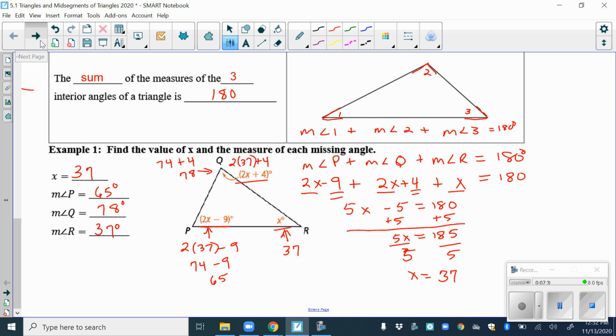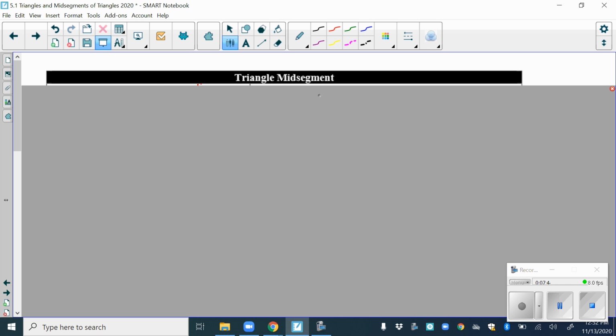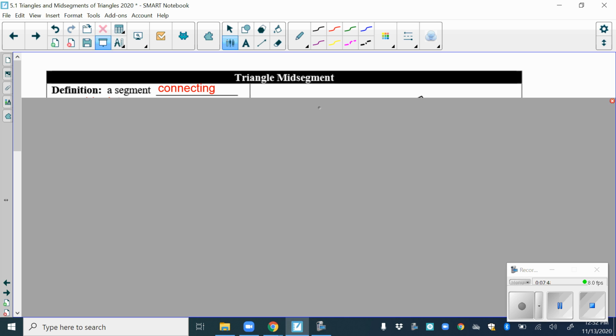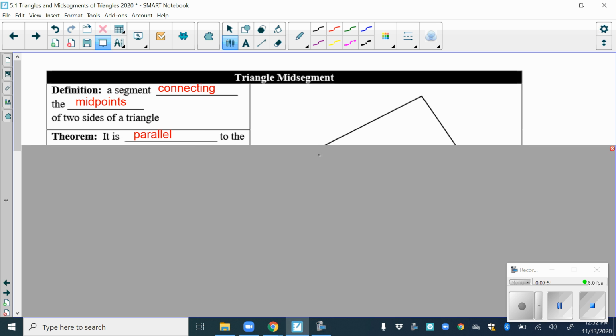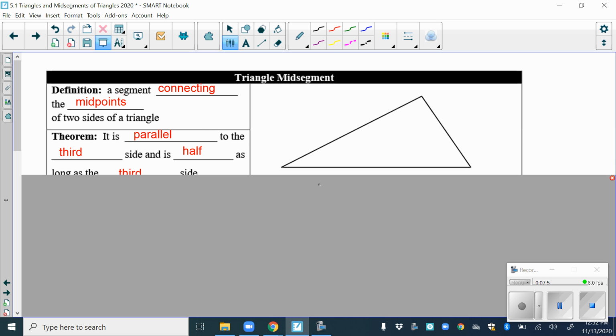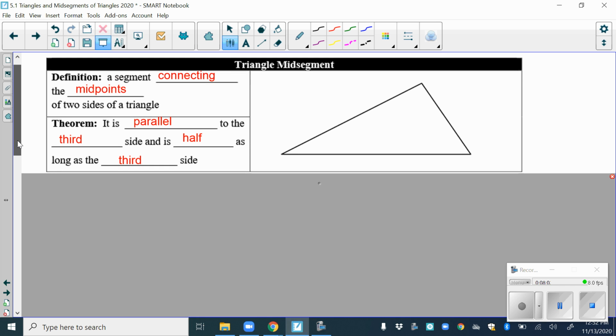All right. Next concept, triangle mid-segment. Okay, so it says mid-segment. This is going to have to do with line segments. A mid-segment is a segment connecting the midpoints of two sides of a triangle. We have a theorem about it that says mid-segment will be parallel to the third side, and it's going to be half as long as that third side.